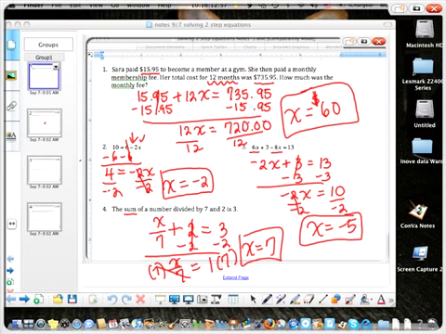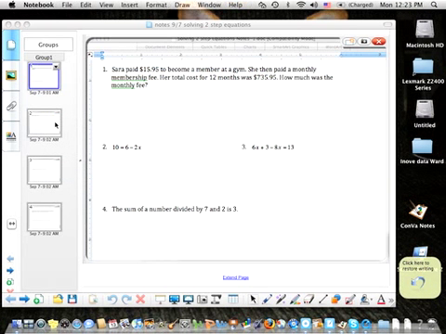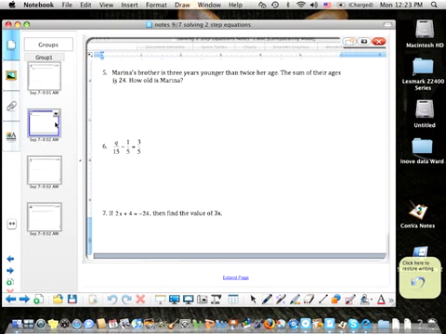All right, let's look on the next page. Let's close our ink layer. Let's look on the next page now. Let's work out number 6. Again, I'm just going to skip through and do a few examples for you.